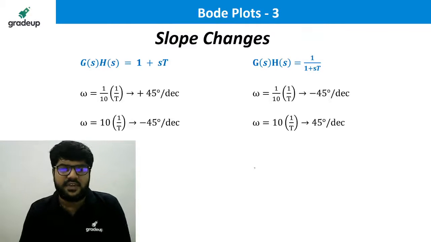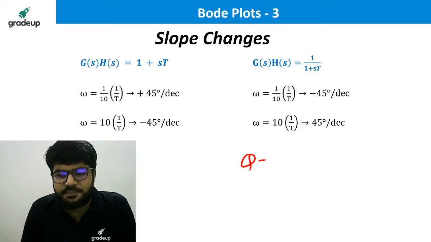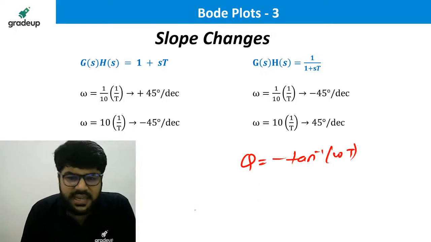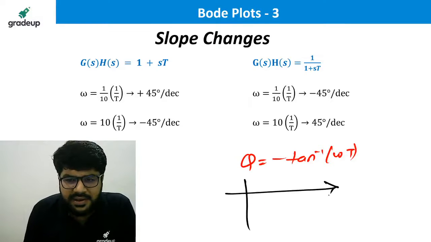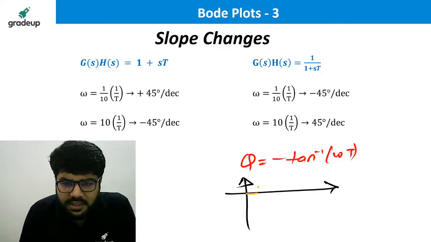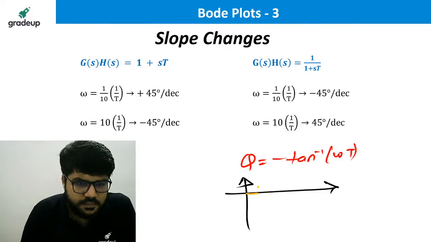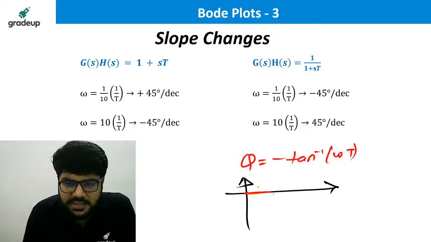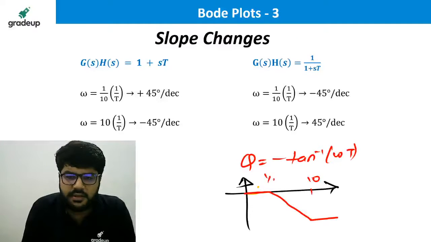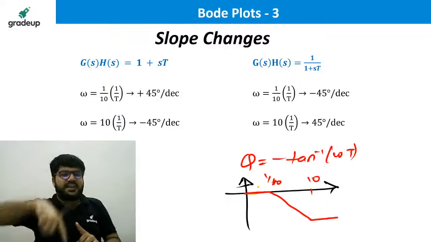Only thing is there will be a minus difference, because the phase for 1 upon 1 plus st is minus tan inverse omega t. Even if you sketch the graph according to the second approximation rule, the graph will just be the negation of the earlier graph. That means up to the 1/10 point it is 0, then it decreases linearly, and then follows the high frequency asymptote after the 10 times point. The only thing is negative y instead of positive y.